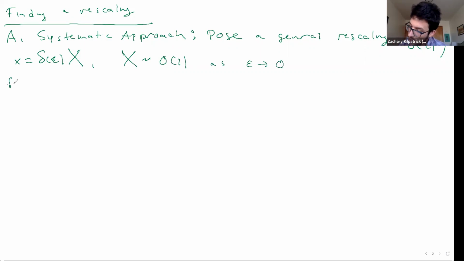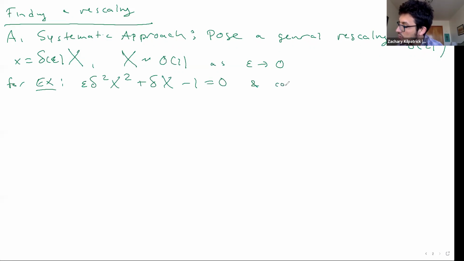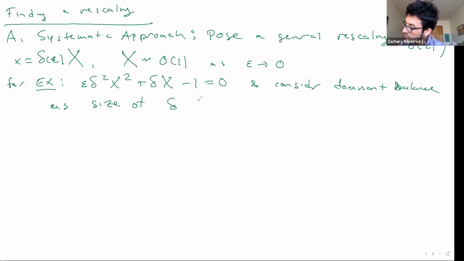Okay. So for example, let's return to our original example of a singular problem. We have epsilon delta squared x squared plus delta x minus 1 equals 0. And let's just consider what's called the dominant balance as the size of delta is varied. Dominant balance just means the leading order balance of terms.